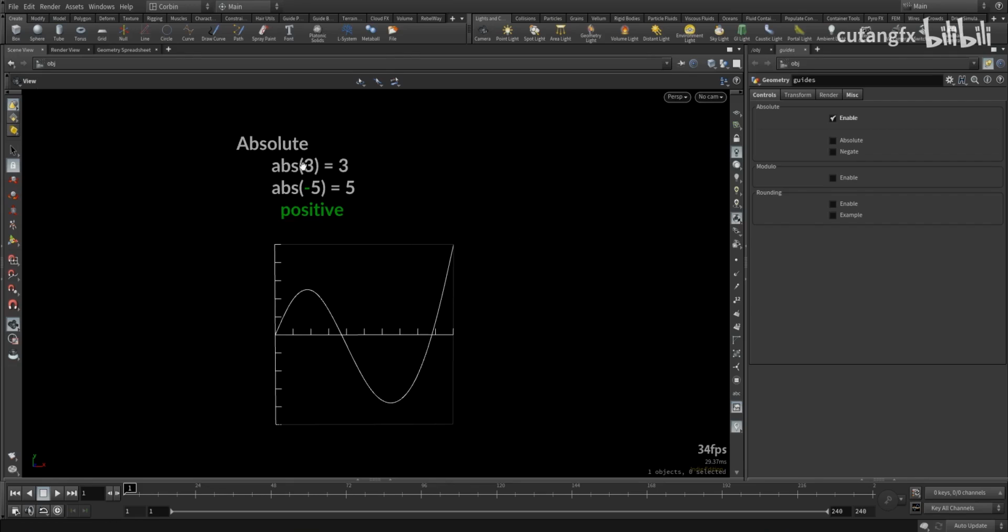Now, the absolute function, what it really does is it measures the length of that number, the distance of that number to 0. But what it really does for us is it drops the sign. So when we say the absolute of 3, it'll give us 3. But the absolute of -5 gives us 5. So essentially it just drops the negative sign, making it only positive.